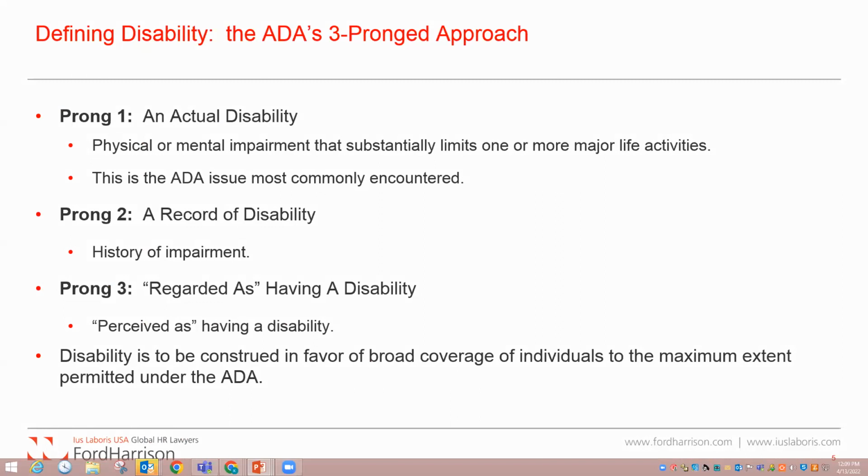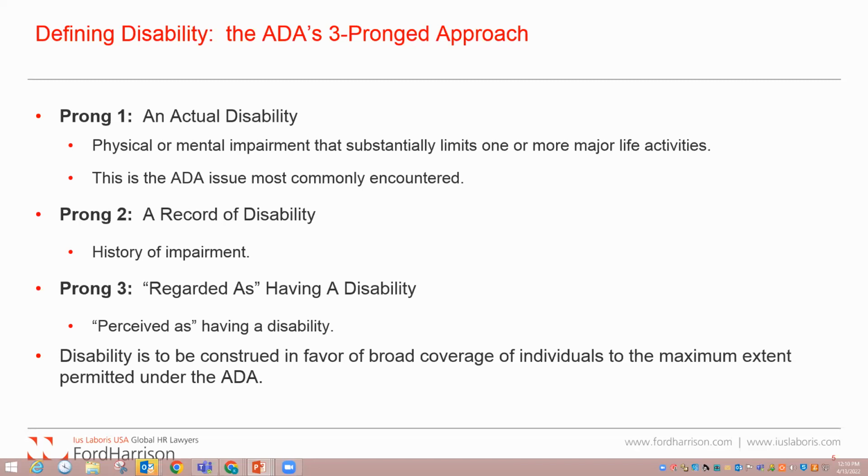The ADA actually has a three-pronged approach. Most often what we see, and what we counsel clients through, is when a person actually does have a disability, a physical or mental impairment that substantially limits a major life activity. And I'll talk about what those are. This is what we encounter most commonly.